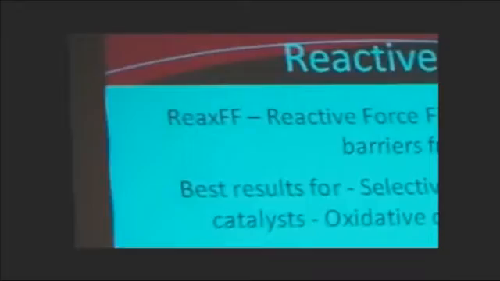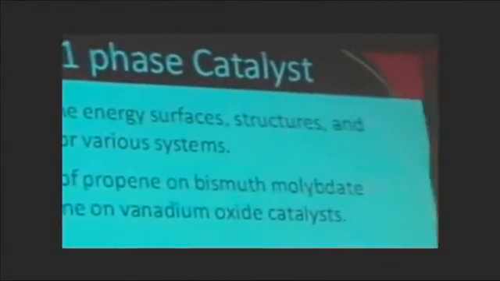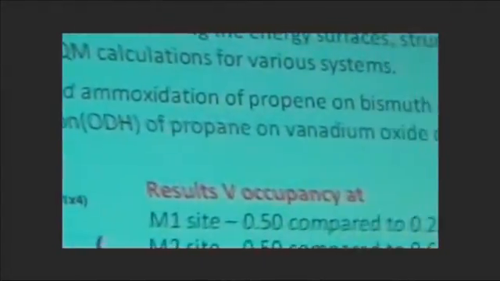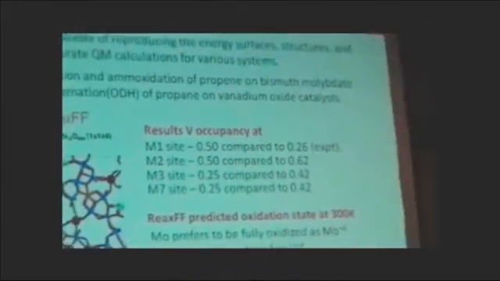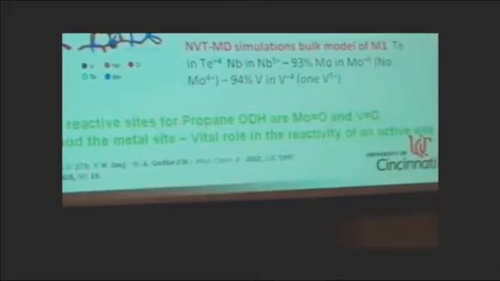There are some theoretical studies reported using force field techniques. Reactive force field is one of the force fields that has been used to study such kinds of reactions on different catalysts. For example, it has been proven capable of reproducing the energy surface and structure of accurate quantum mechanical calculations for various systems. A similar force field has also been applied for our catalyst here, and they came to a conclusion regarding the Bose shell occupancy at the M1, M2, M3, and M7 sites. They also came to a conclusion about the oxidation states, where molybdenum was found to possess +6, and vanadium prefers to be reduced to +4.